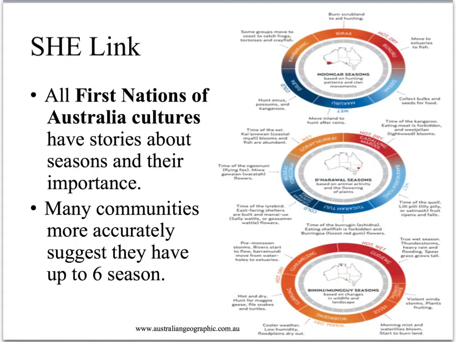All First Nations Australian cultures have stories about their local seasons and their importance. Many First Nations communities more accurately suggest that they have up to 6 seasons. It'd be a great time to touch base with your local elders and find out more about the traditional people who live in your area. Find out about their stories and invite them to come in and speak to your students about the seasons.